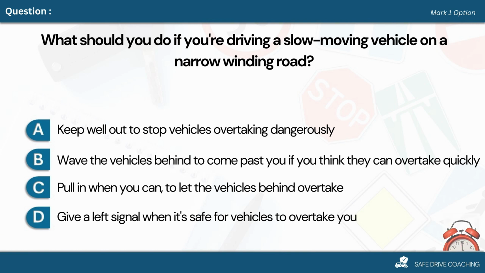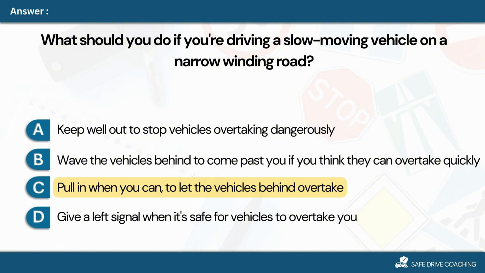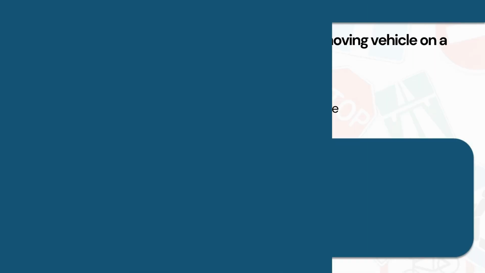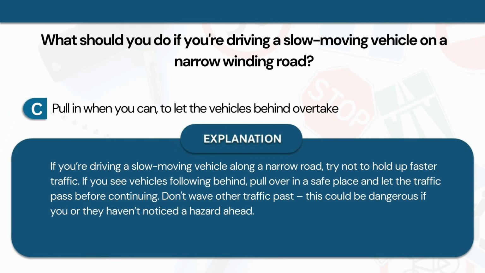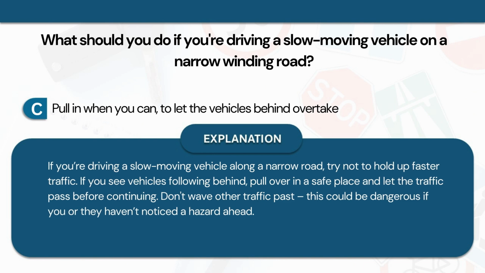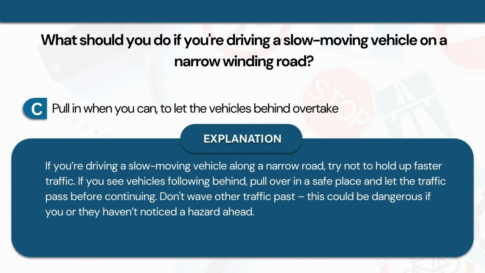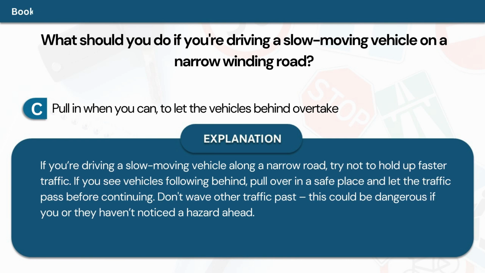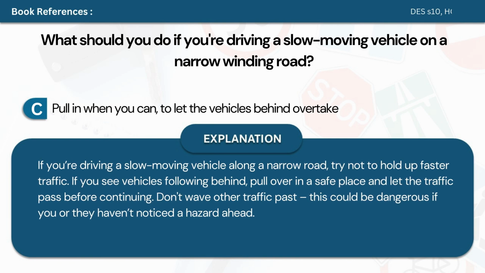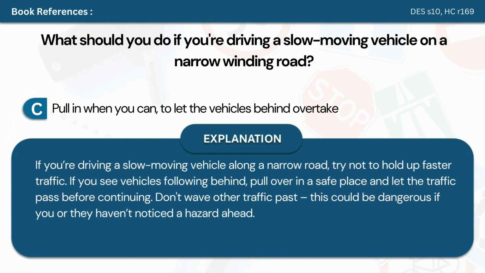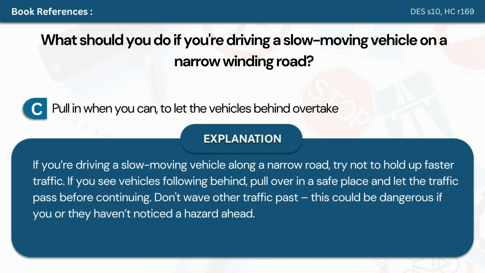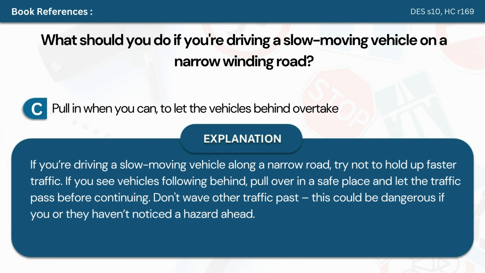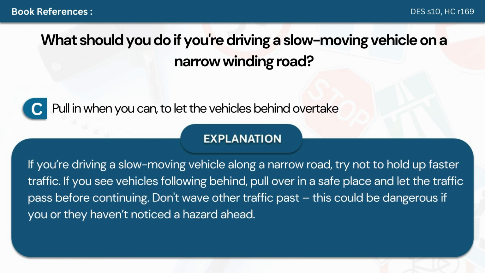The correct answer is C. Pull in when you can to let the vehicles behind overtake. If you're driving a slow-moving vehicle along a narrow road, try not to hold up faster traffic. If you see vehicles following behind, pull over in a safe place and let the traffic pass before continuing. Don't wave other traffic past. This could be dangerous if you or they haven't noticed a hazard ahead.